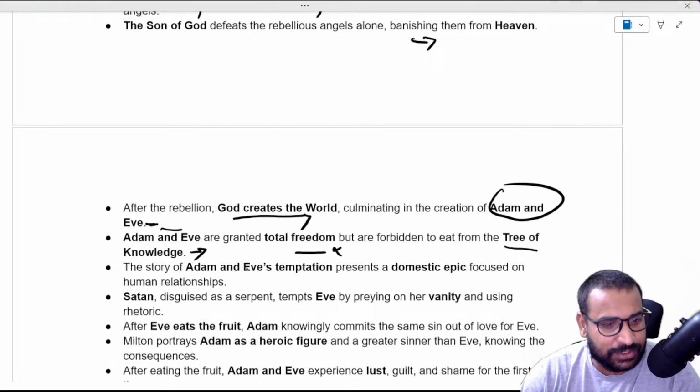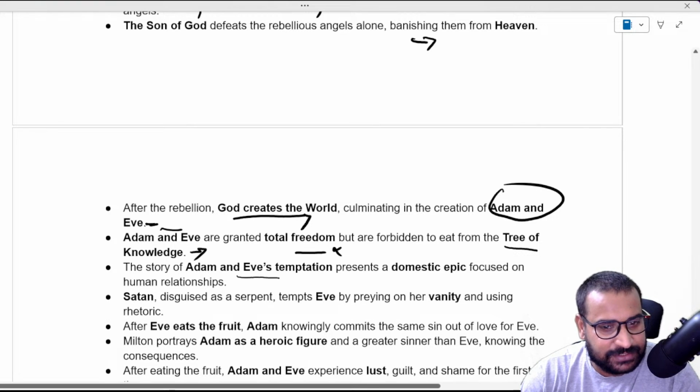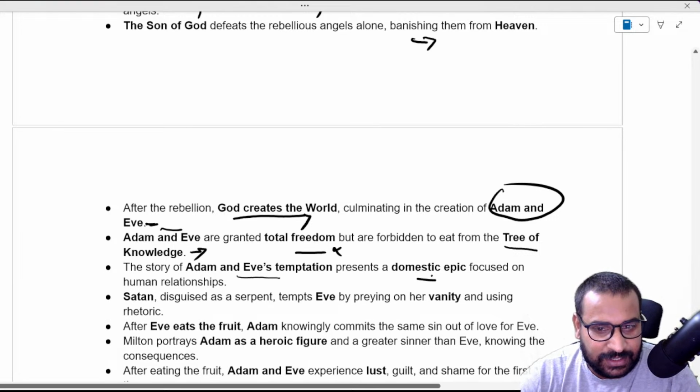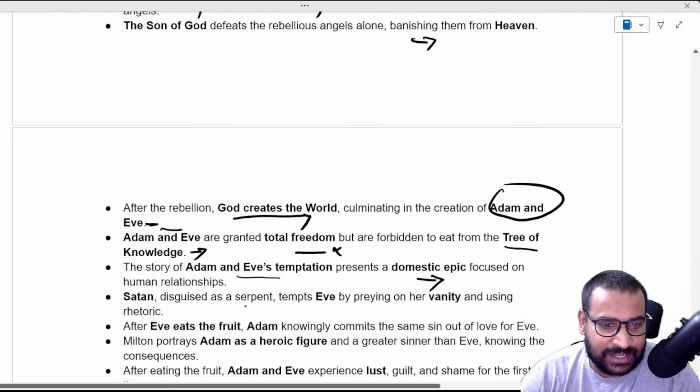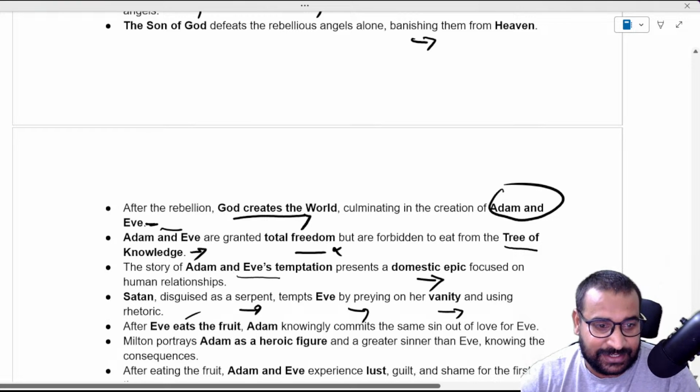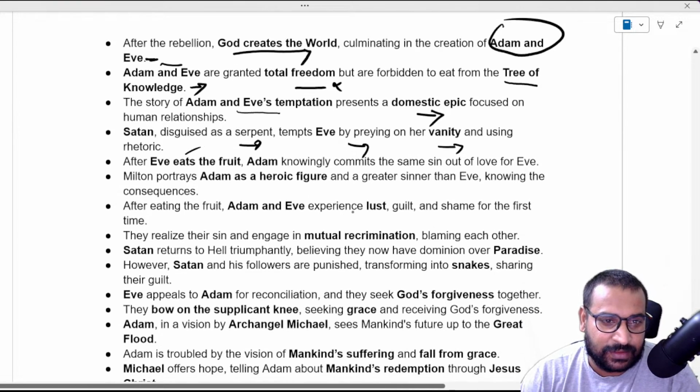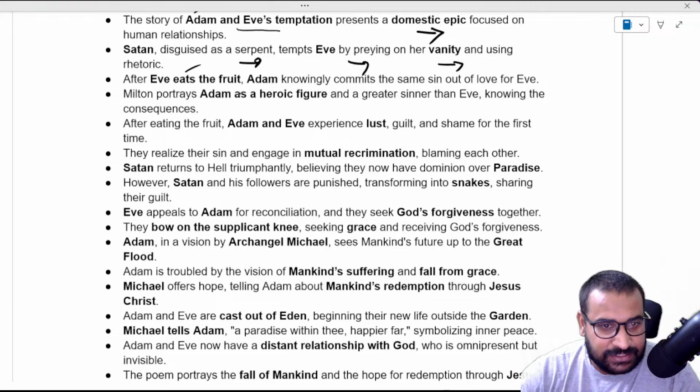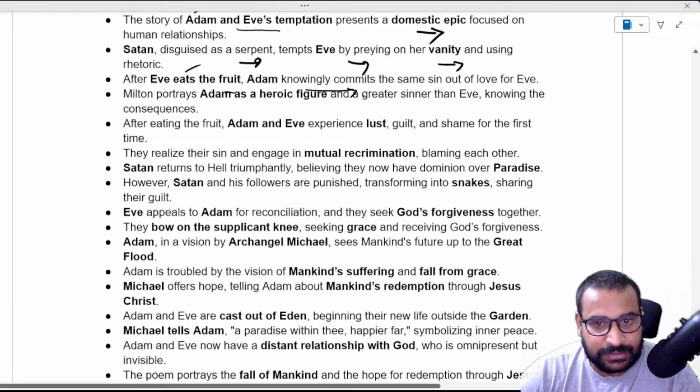But anyway, the story goes on, and Adam and Eve's temptation represents domestic epic, and Satan disguised as a serpent tempts Eve, preying on her vanity and using his rhetoric. After Eve eats that fruit, Adam knowingly commits the same sin out of love. And Milton portrays Adam as a heroic figure and a greater sinner than Eve.